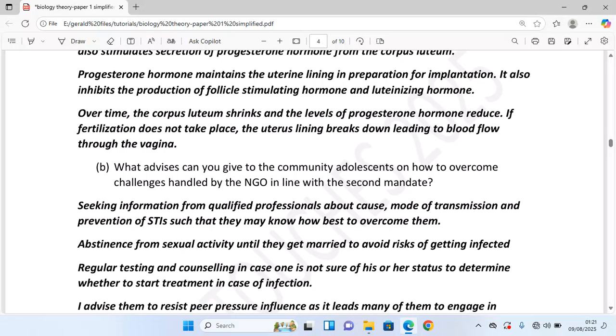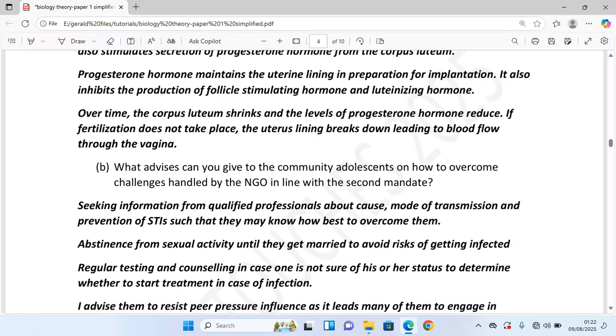So here we are saying that over time, the corpus luteum shrinks and levels of progesterone hormone reduce. Yes, as time goes on, the corpus luteum goes on shrinking, and as it is shrinking, the progesterone hormone reduces. So if fertilization doesn't take place, what happens? Remember, we have said progesterone hormone is the one that maintains the uterine lining. So if over time the corpus luteum reduces and levels of progesterone hormone reduce, and fertilization doesn't take place at that time, the uterine lining breaks down, leading to blood flow through the vagina, and that's what we call the menstruation period.